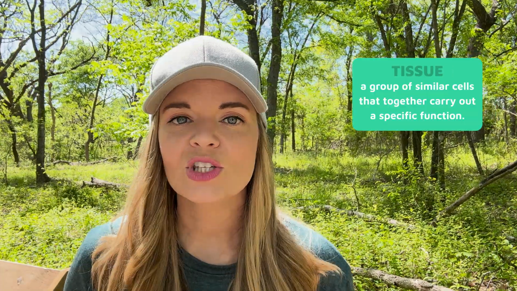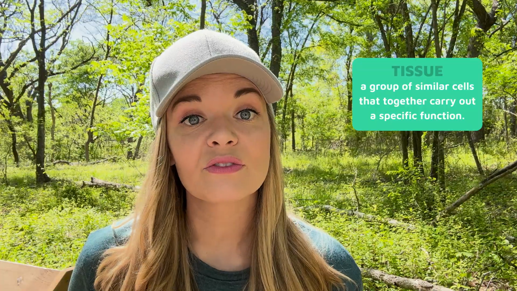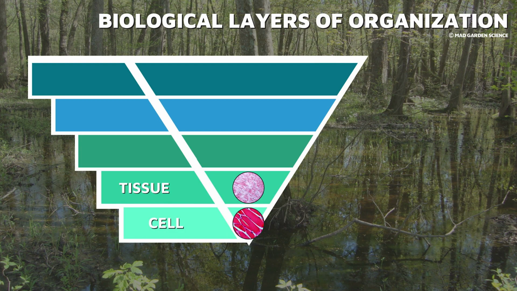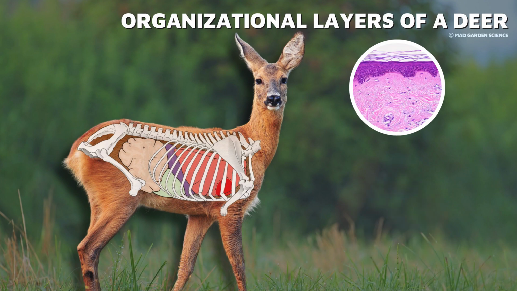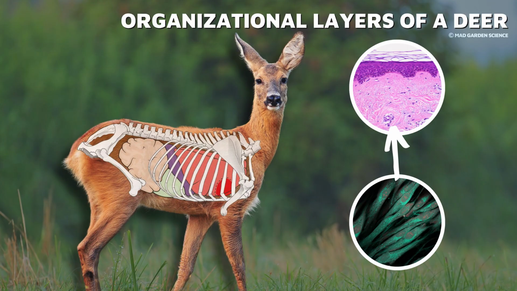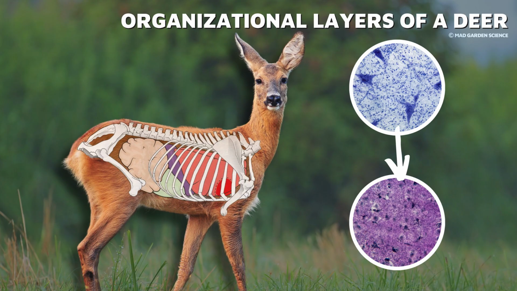Groups of similar cells, cells that have similar structure and function, make up tissues. So all of these different types of cells form different types of tissues. Those muscle cells form muscle tissue, which is responsible for movement. This type of tissue is found throughout the deer's body, including the heart and digestive system. Epithelial tissue is made of skin cells. It forms not only the outer layer of the skin, but the lining of intestinal organs and glands. Nerve cells make up nervous tissue, including the brain, spinal cord, and nerves.